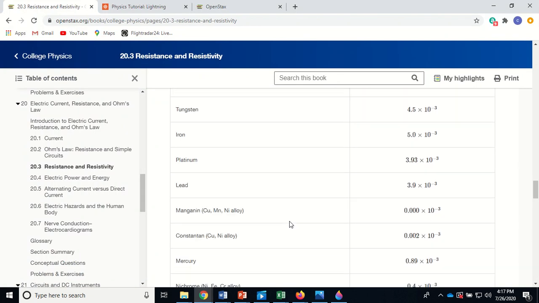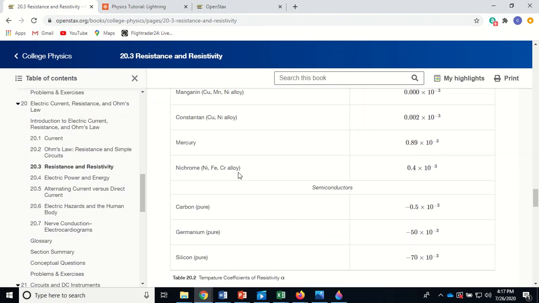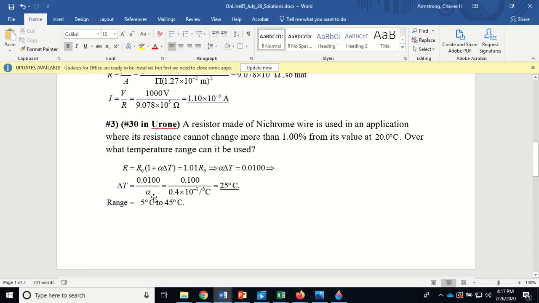So nichrome is there. 0.4 times 10 to the minus 3, and that's what we use. 0.4 times 10 to the minus 3. Okay, let me take a break for a second.